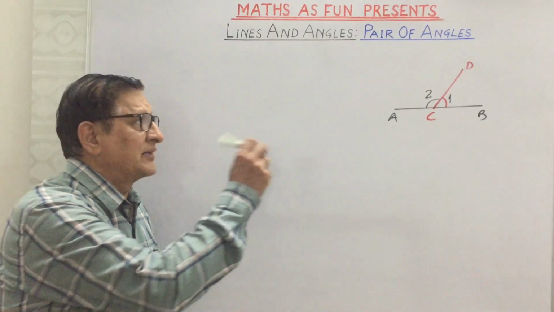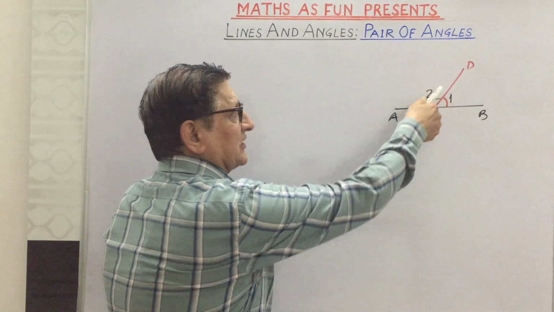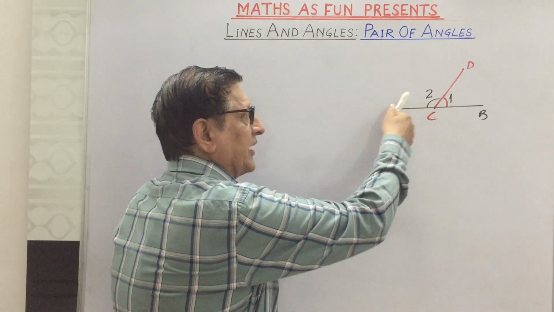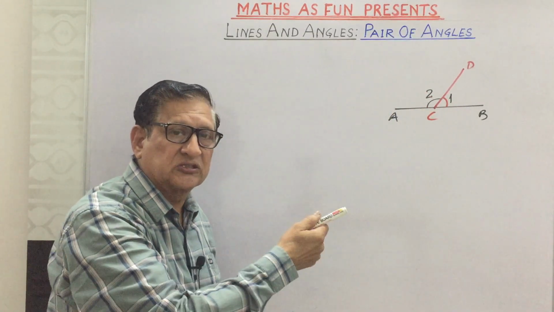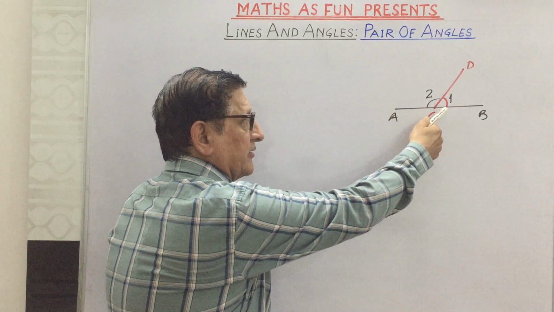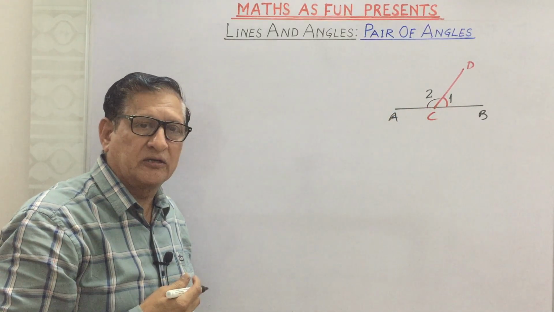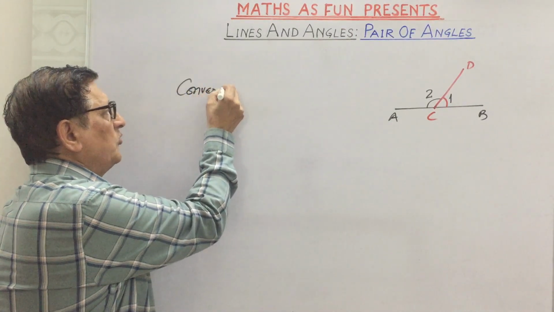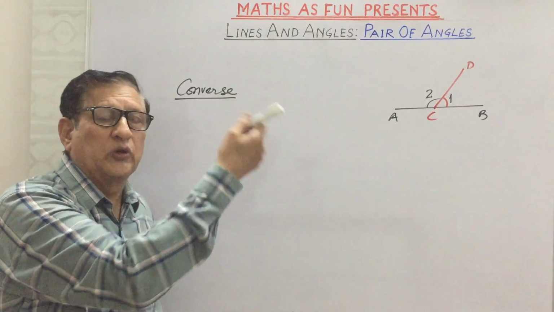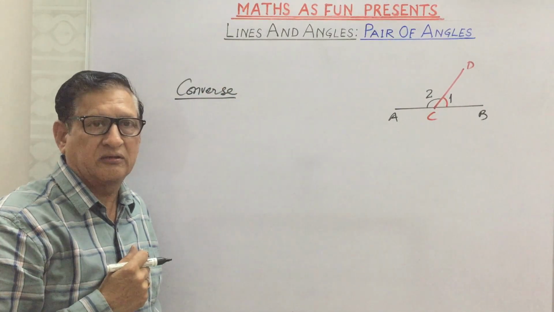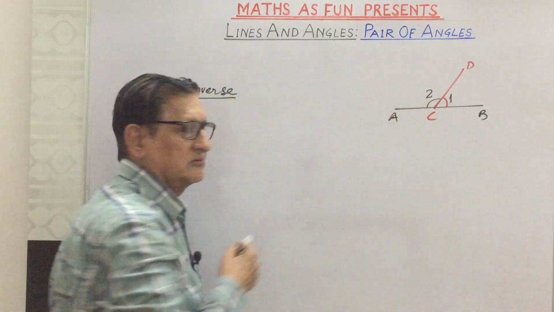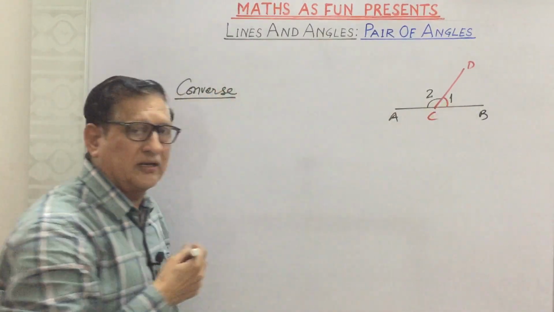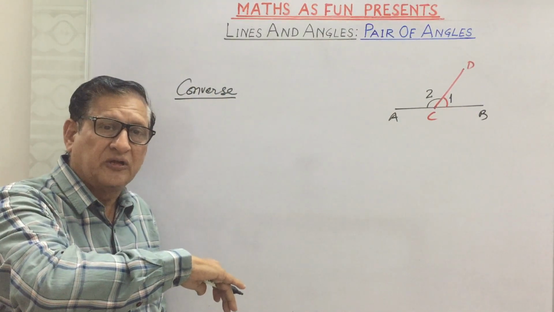We can also define it like this, that if a line stands at a point of another line, then the two angles which are adjacent to each other formed such are forming a linear pair, and the sum of such angles is 180 degree. What about the converse of it? Converse means opposite to it. We can also say that if we have any two adjacent angles whose sum is 180 degree, we find that their outer arms are in a straight line. So this becomes the converse of the statement of linear pair.